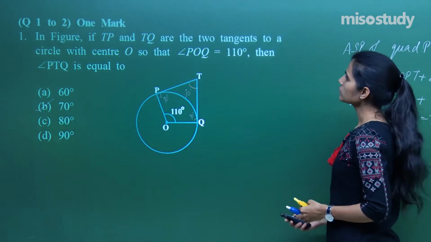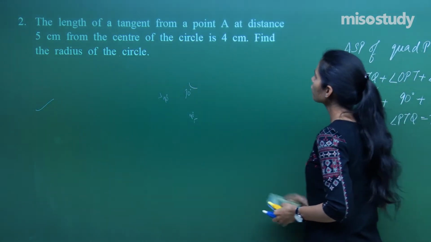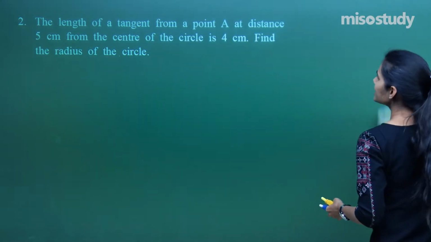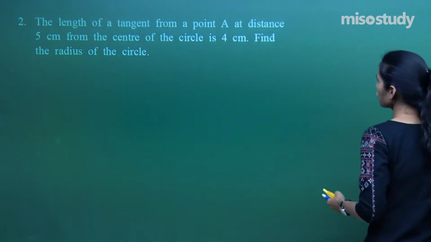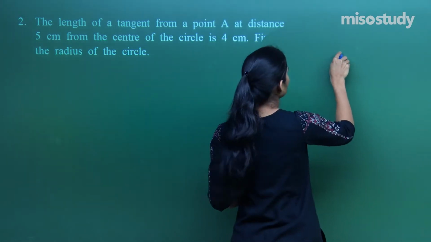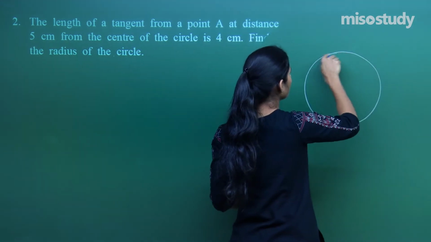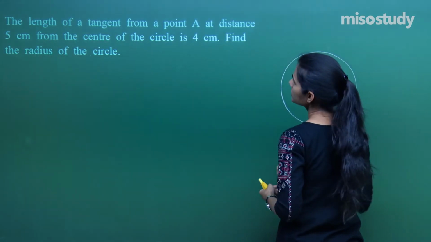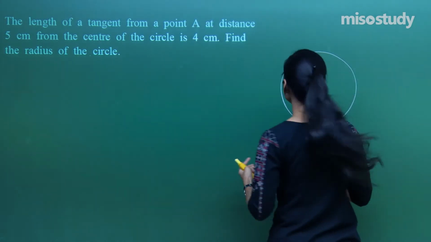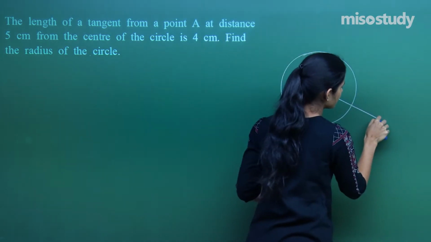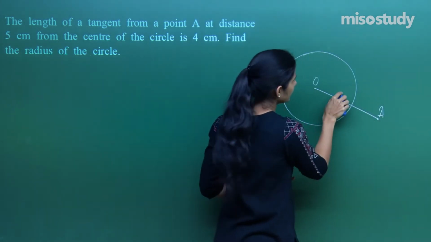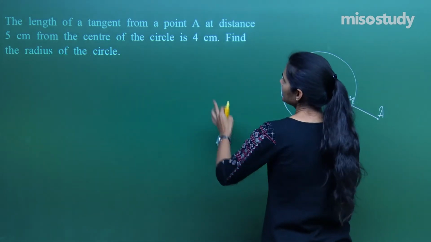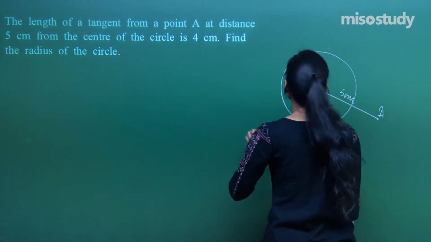Next, let's see the question. It says that the length of a tangent from point A, which is sitting at a distance of 5 centimeters from the center of a circle. So, okay, this is a circle. Center of the circle is O, suppose. From the center of the circle, a point A is sitting at a distance of 5 centimeters. So, say this is the point A, sitting at a distance of 5 centimeters from the center of the circle, and the length of the tangent from point A to the circle is 4 centimeters.